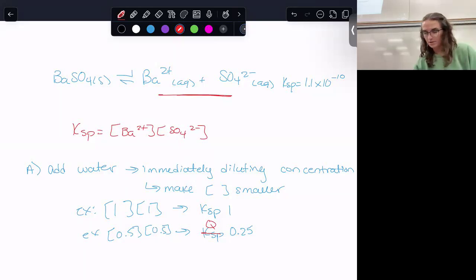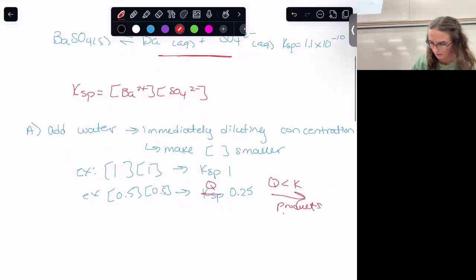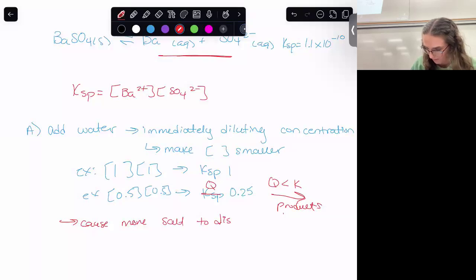What happens to Q? Q becomes less than K. And what does that mean we have to do in order to reach equilibrium? Yeah, we have to make more products, so we have to go towards products. Adding water means you're causing more ions to dissolve in solution. So this would cause more salt to dissolve, making more ions in solution.